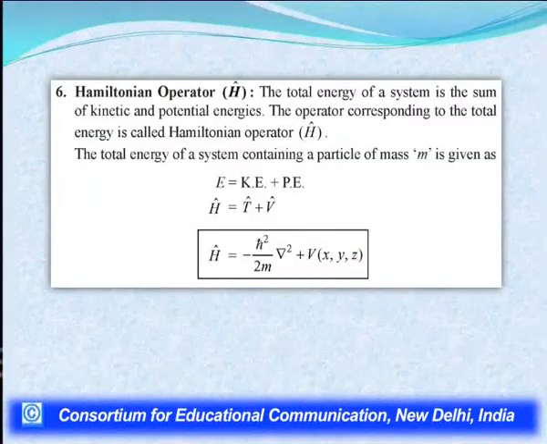In quantum mechanics, instead of energy, we use the Hamiltonian operator. Energy equals kinetic energy plus potential energy, and instead of E, the total energy which we use in classical mechanics, in quantum mechanics we have the Hamiltonian operator, H operator, which is given as T operator, the kinetic energy operator, plus the potential energy operator, V operator. That is, H equals minus h cross square upon 2m del square plus V, where V is the potential energy.